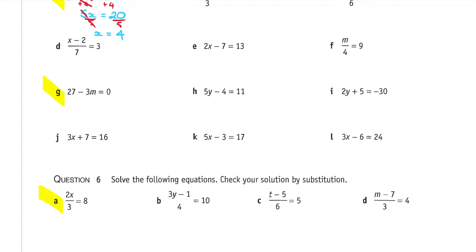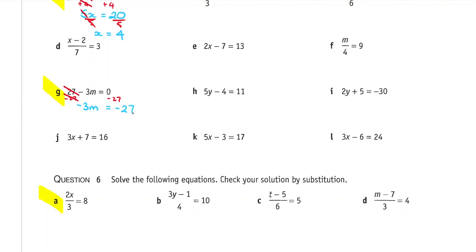It's the 27. The m is right here. These two are locked together. That one has to go first. Okay, so that 27 is actually positive. The minus belongs with the 3. Because the 27 is positive, I need to subtract it. I still have the minus in front of the 3m. 0 minus 27 is minus 27.